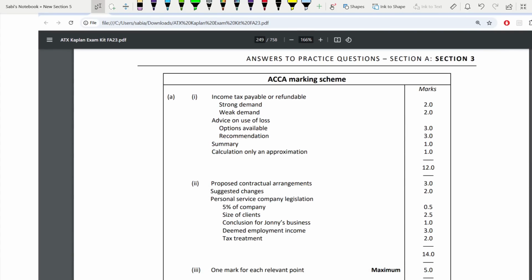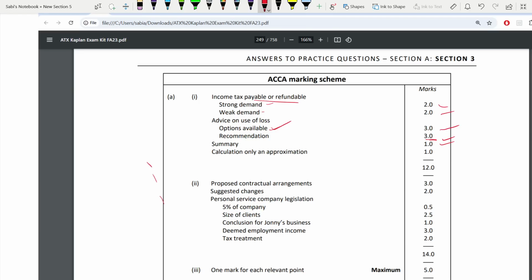You have to find income tax payable or refundable under both strong demand and weak demand, both 2 marks each. Then you have to advise on the options available, 3 marks. Why 3 marks? 1 mark for each option and 1 for choosing the option. So recommendation is 3 marks. Yes. Then summary is 1 mark.